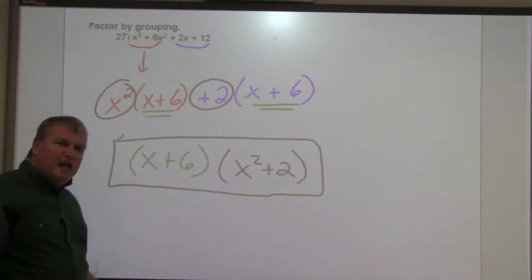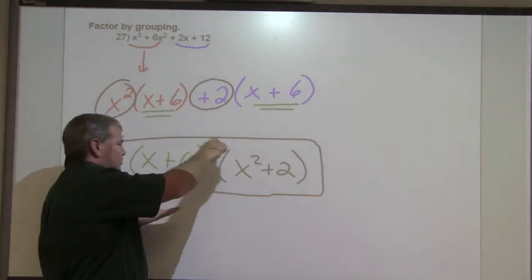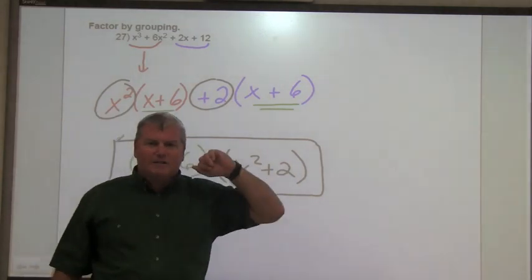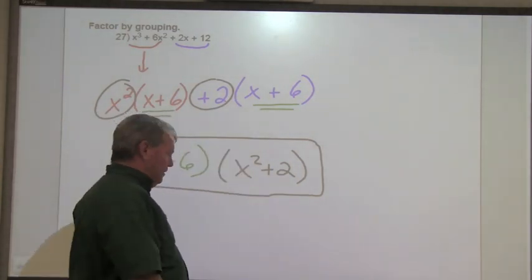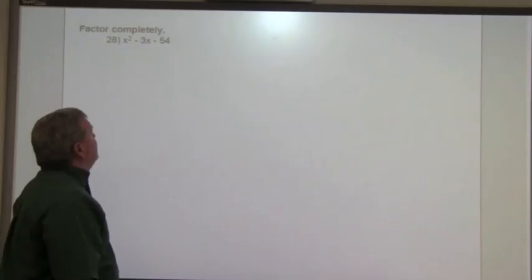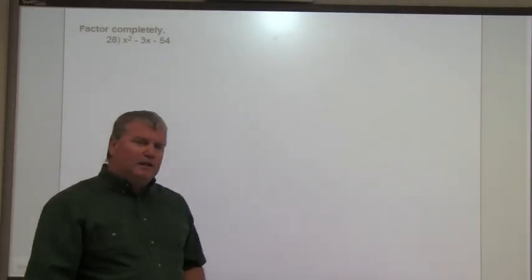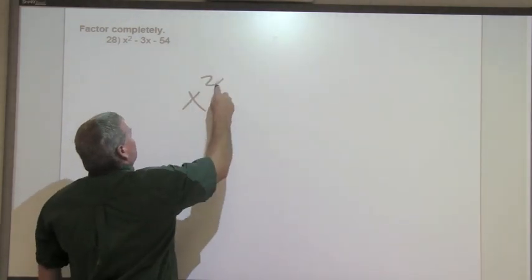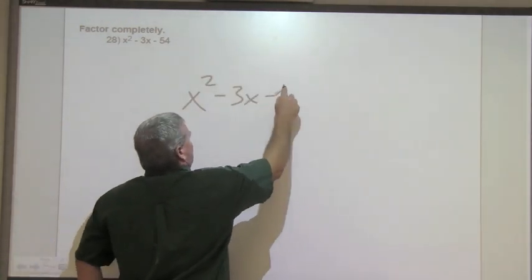And if we wanted to check it, we could FOIL it or distribute and should come up with that answer. If we don't, then somehow we did something wrong. So you could check your work if you wanted to. Now this one just says factor completely. It doesn't tell you how to do it or which method to use. Now I like to use trial and error.